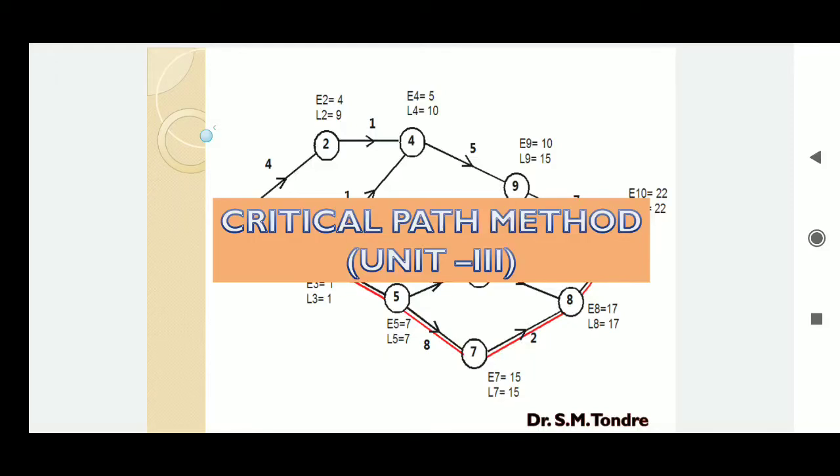So good morning students. Today we will solve the problem of critical path method.